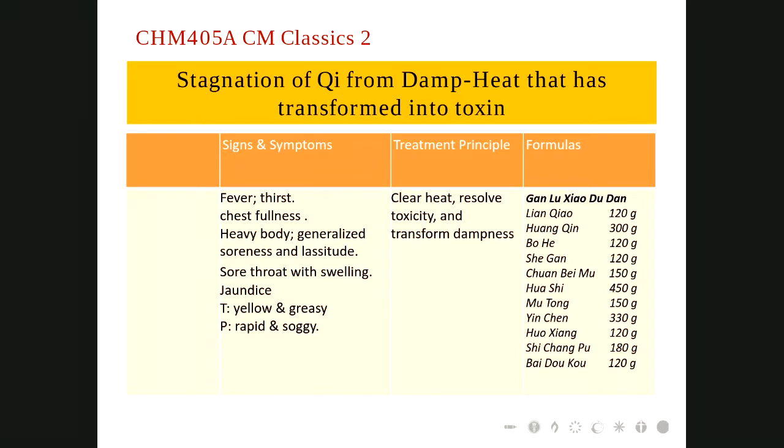If we're suffering sore throat and at the same time lots of damp conditions, such as people with a precursor of weak spleen, they are going to have lots of heaviness and tiredness in the body and a lot of damp. And this kind of sore throat cannot be resolved by Yin Qiao San alone. For this scenario, Gan Lu Xiao Du Dan or Gan Lu Xiao Du Yin will be the proper formula.